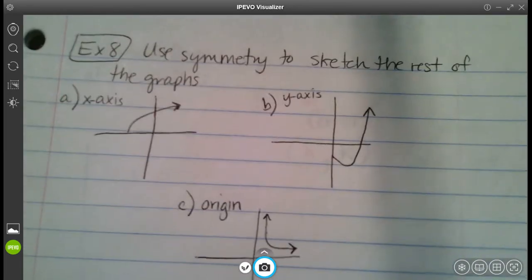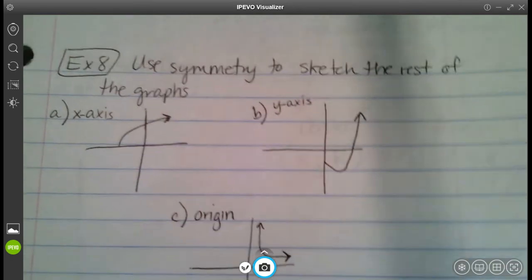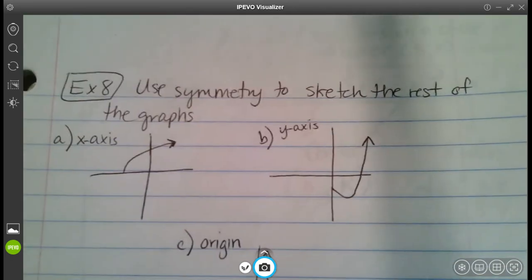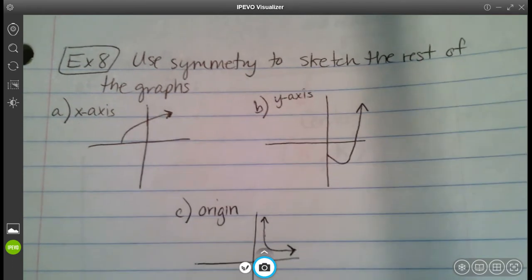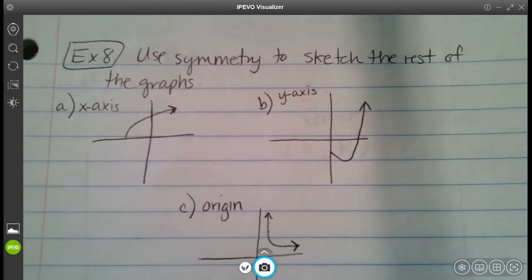And then we have to finish up with circles. So last example for symmetry, and I'm just doing this one as an extra because you will have a question like this. It says use symmetry, make sure you copy this down first. Use symmetry to sketch the rest of the graph. So we have 3 different cases going on here.